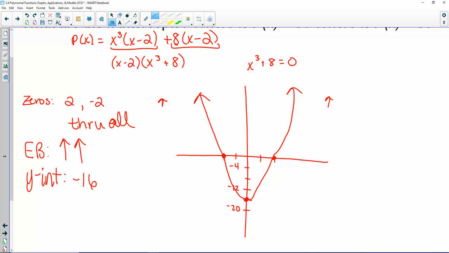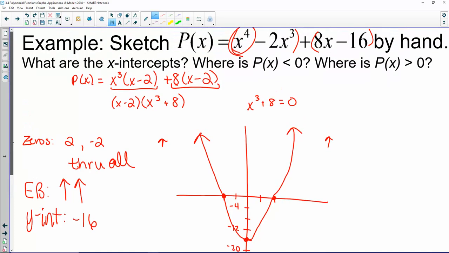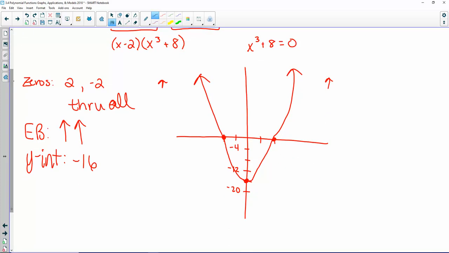So far, so good. I did ask a couple other questions on this. What are the x-intercepts? It's the same thing as 0, it's just a different term.